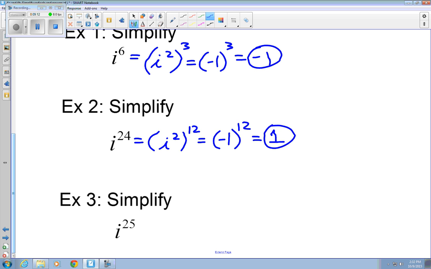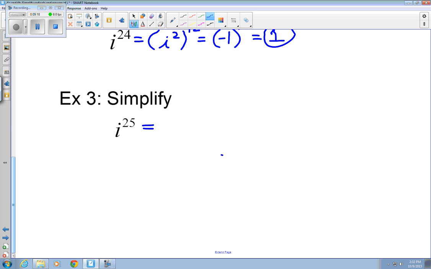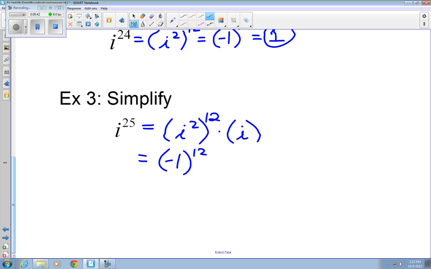For example 3, and the last example, i to the 25th. Well, again, think i squared. How many i squareds can I take and divide out of 25? Well, I can divide 12 out evenly. That only makes up 24. So what do you do with the remaining one? Just multiply it over next to it. i squared, remember, is negative 1, to the 12th. Negative 1 to the 12th is positive 1. And so positive 1 times i is i. So our answer here is i.